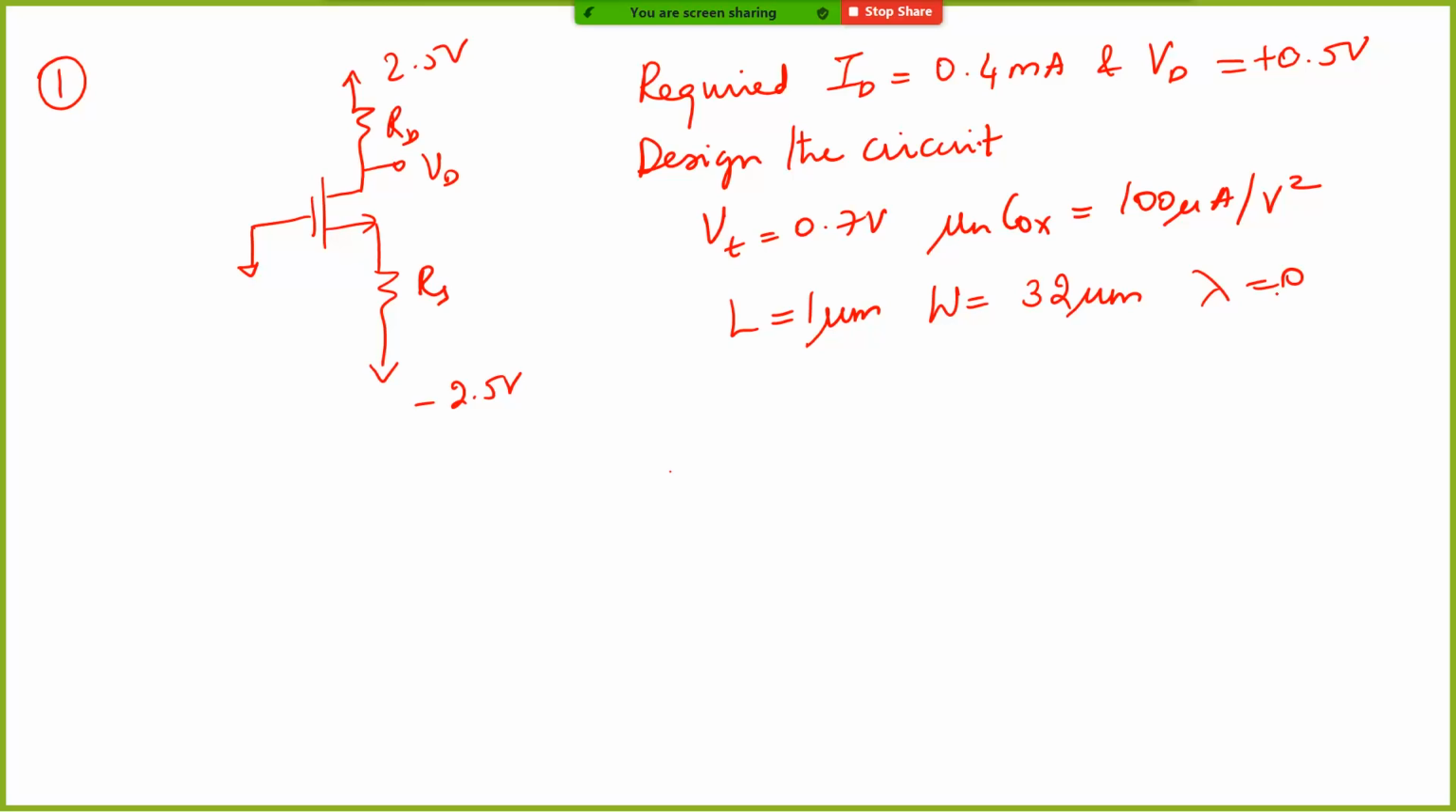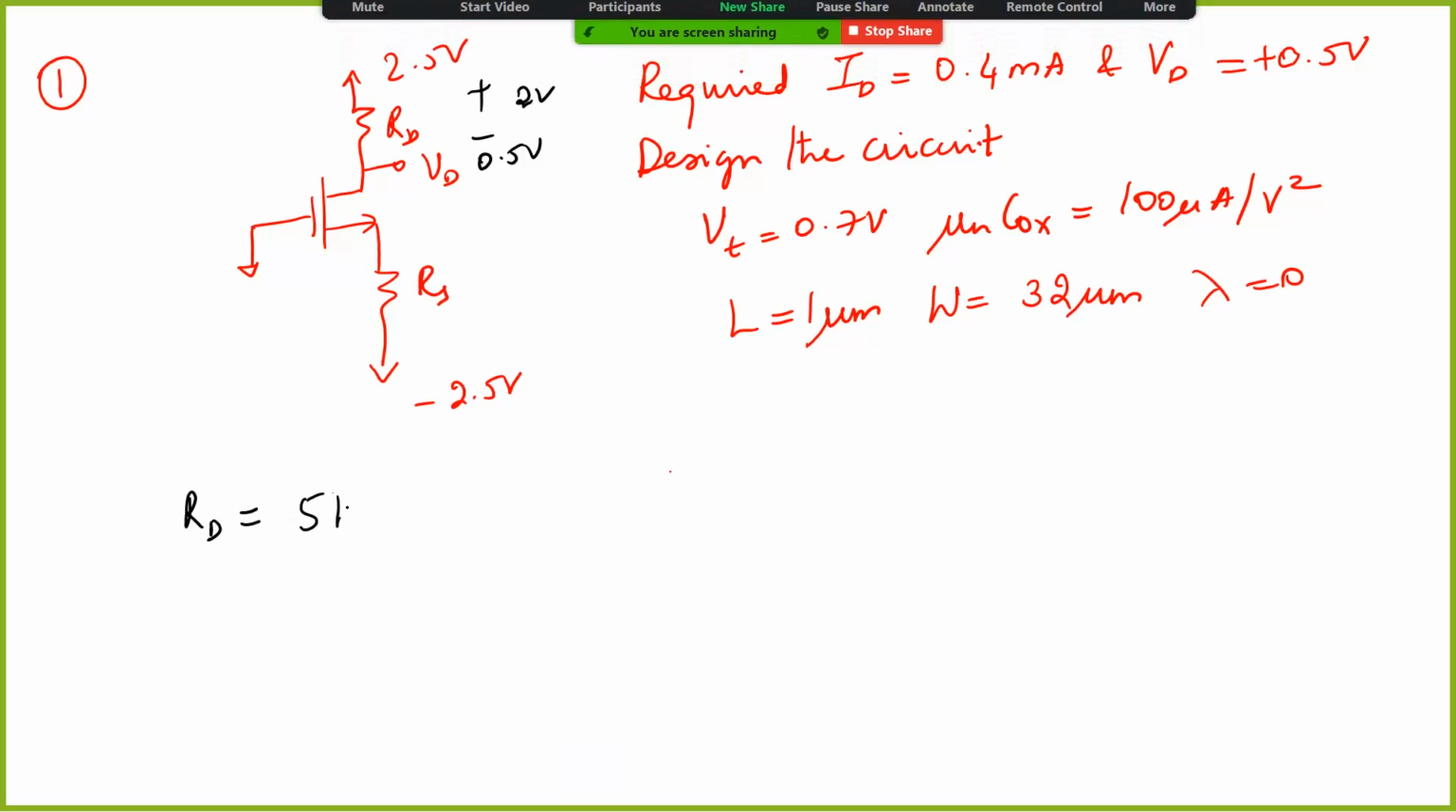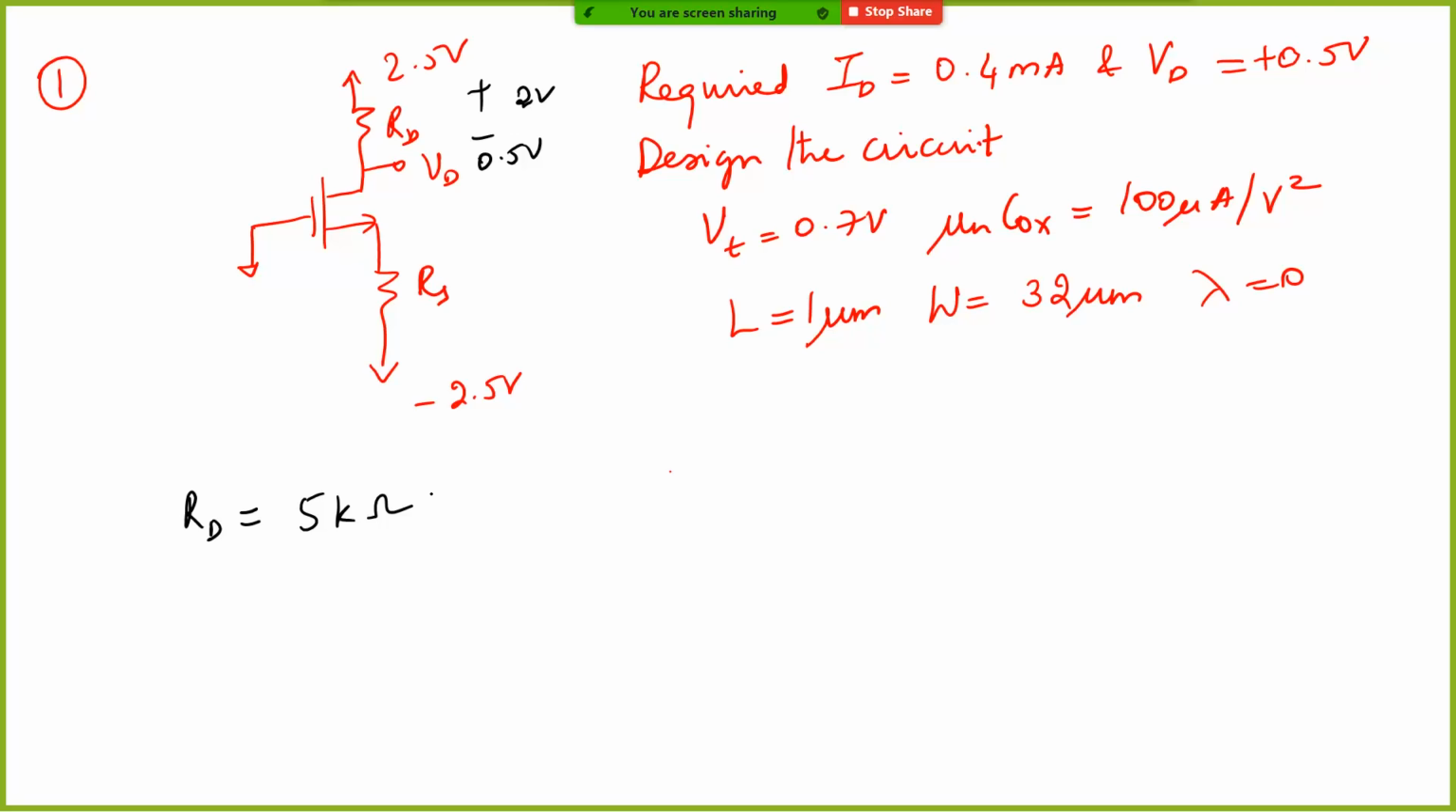Finding RD is very simple, right? You want VD to be at 0.5 volt. This has to be 0.5 volt. So the drop across this is 2 volt. So what is the value of RD? Yeah, this is 5 kilo ohm. Okay. Basically 2 volt divided by 0.4 milliamp, and you get it directly.